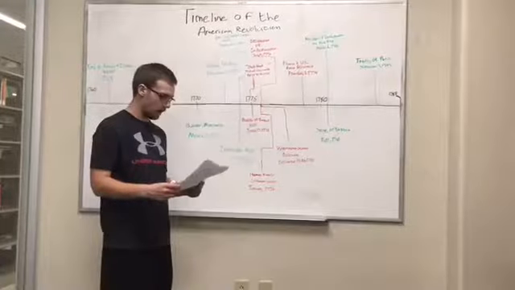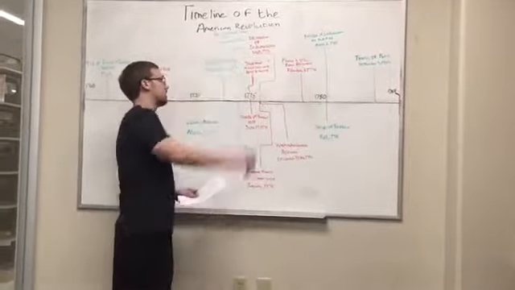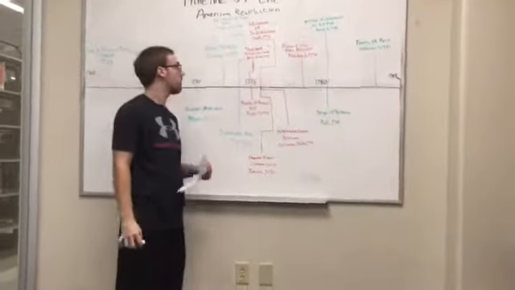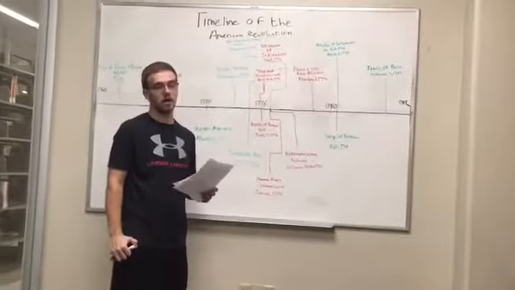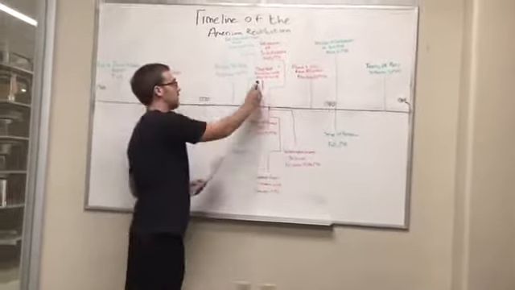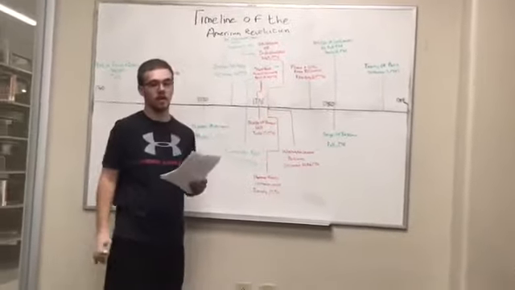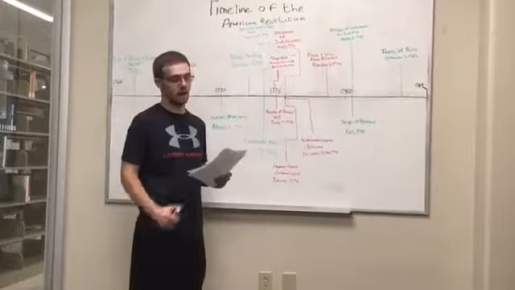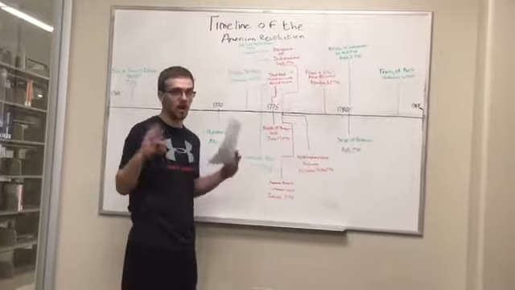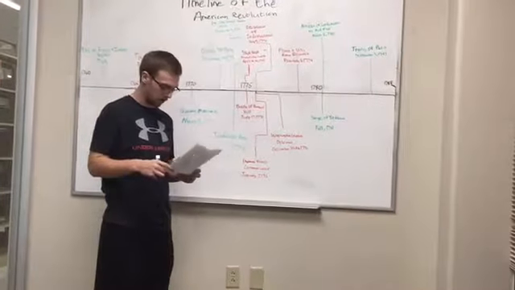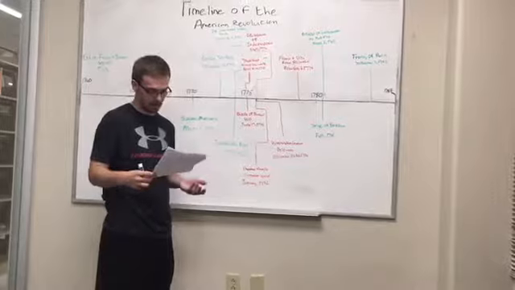A short couple months after the First Continental Congress meets in 1774, the first battle of the American Revolution takes place on April 18th and 19th, 1775. It is named the Shot Heard Around the World, or also as the Battle of Lexington and Concord.